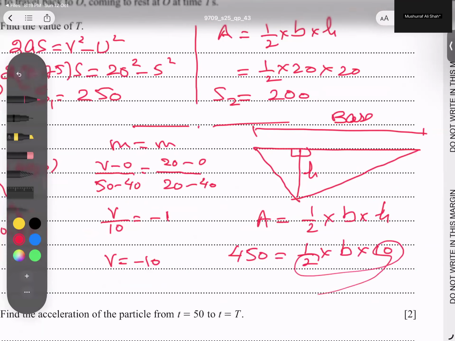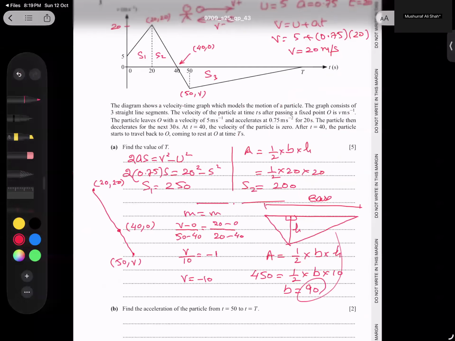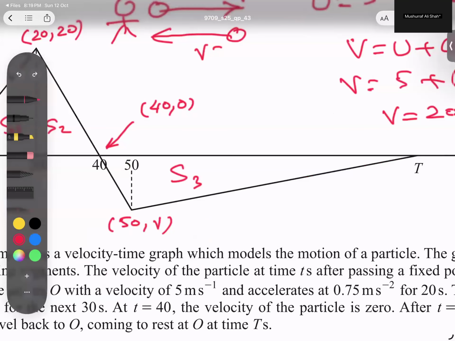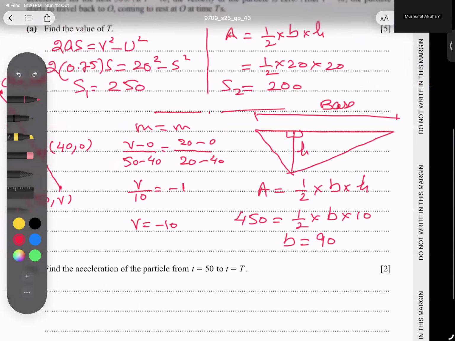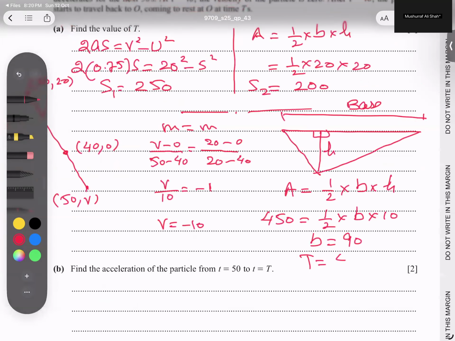So two fives are, 5 goes down. So 450 divided by 5, I got 90. Now this 90, I add 40. You may ask why, sir, what is the reason? Because I consider this total length. So 40 plus this 90, I get T. So T is equal to 40 plus 90, and the answer turns out to be 130 seconds.